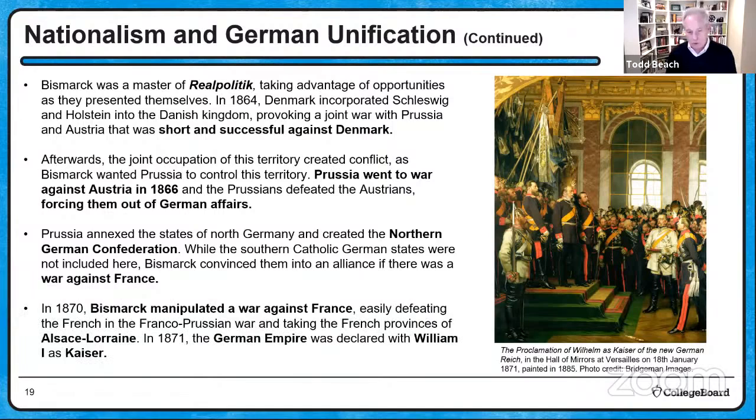And one thing he's worried about is the southern part of Germany is very Catholic, and he really wants to unite that, but he really needs to do it in a deceptive way to make France look like the aggressor. So those southern Catholic German states would go, hey, we don't like how you're behaving, France. We don't like this aggression. Bismarck swoops in, and I'm speaking figuratively, obviously. And by 1870, he manipulates this war against France, defeats the French in the Franco-Prussian War, takes the French provinces of Alsace and Lorraine. In 1871, it is the German Empire. It's declared. Wilhelm I is the Kaiser.